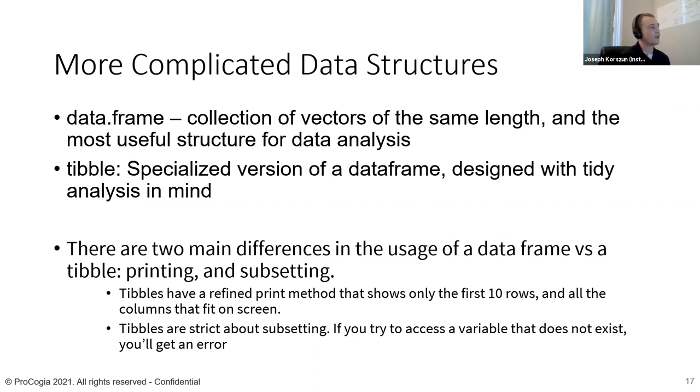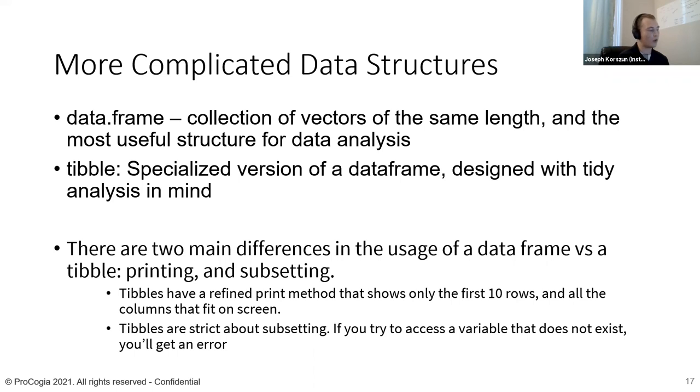Okay. So some more complicated data structures. This is where we're going to get into data framing. So there are two main data structures that you'll see for values. They're data frames and tuples. So a data frame is essentially a collection of vectors, and these all have the same length. This is the most useful structure for any type of data analysis. So most of the time when you're seeing some R segments, those will probably be represented via a data frame.